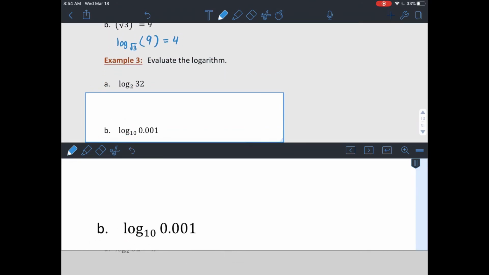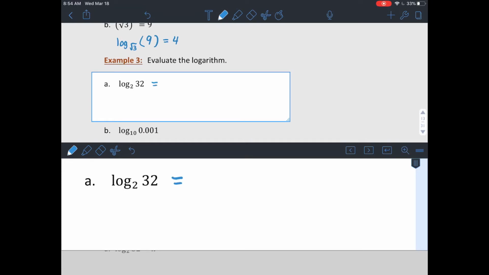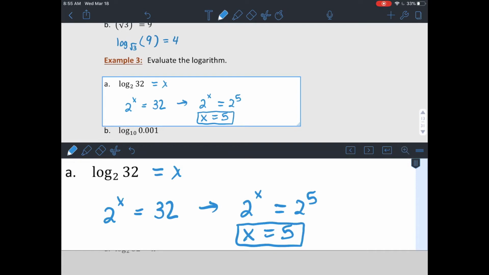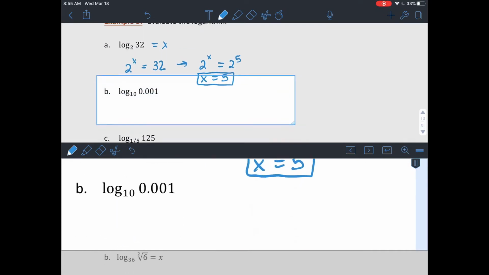If you just want to evaluate the logarithm, that is you finding the power that you raise the base to get what's inside. So we're looking for 2 to what power gets me 32. You could do this like your exponential equations that you solved yesterday. Oh, well, 2 to the 5th is 32. So my power, or my logarithm, has to be equal to 5.